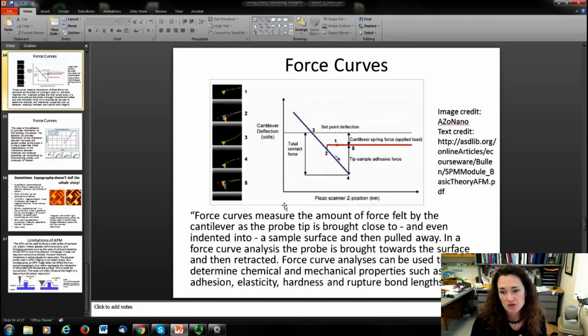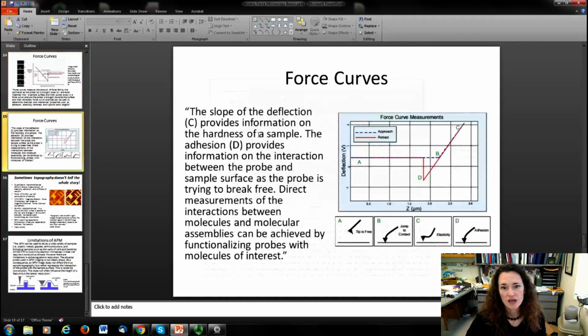Force curve analyses can be used to determine chemical and mechanical properties like adhesion, elasticity, hardness of a surface, and rupture bond lengths. Now the slope of the deflection, shown here in the cartoon at C, provides information on the hardness or stiffness of the sample from that F = kZ equation. And the adhesion provides information on the interaction between the probe and the sample surface as the probe is trying to break free. So to measure the adhesive force, you just measure how far down the deflection is here at point D when it snaps away from contact.